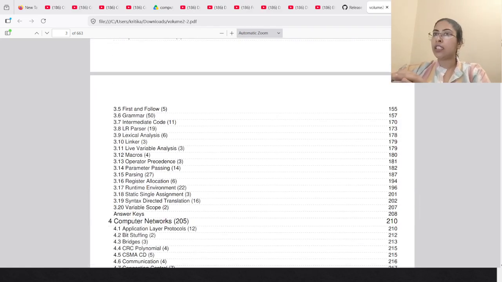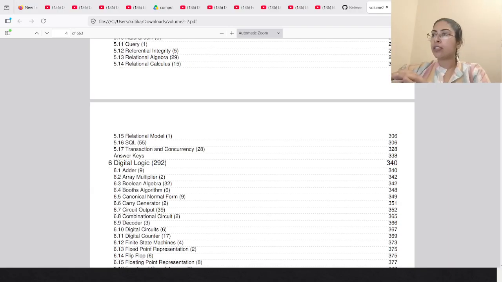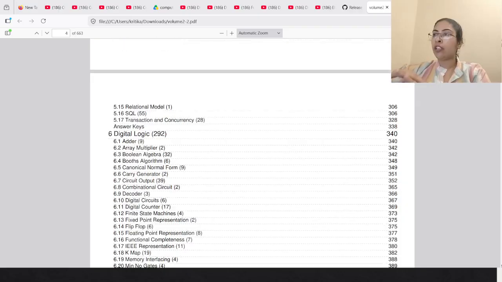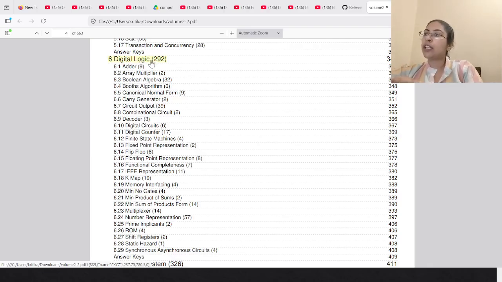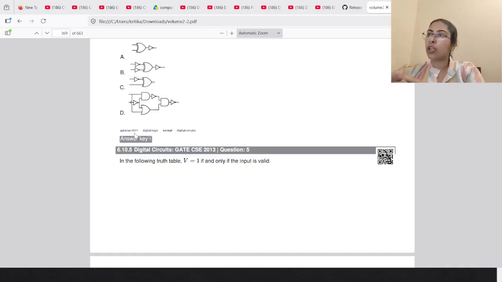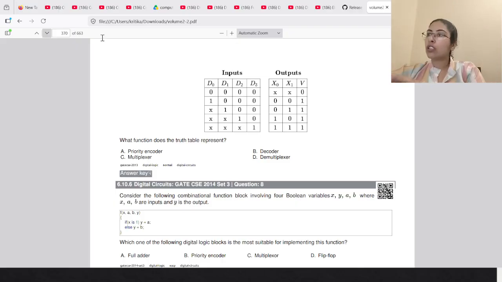Here you can see the digital logic database, digital logic design. So here you can see this is digital logic design, 292 questions. Let's say you want to practice questions on K-maps, or counters. Where are counters? Digital counters. Let me show you digital counters.